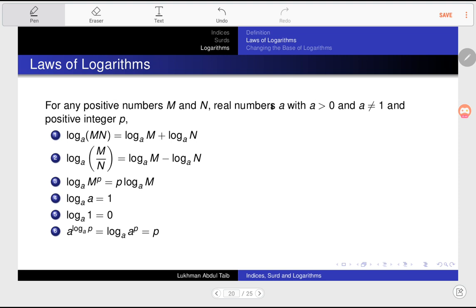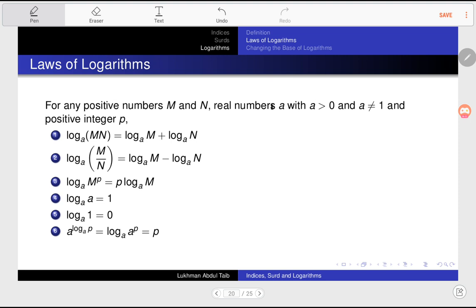The first one is log of capital M capital N to the base a. If capital M and capital N are connected using multiplication inside a single logarithm, we can separate them using summation. So we have log capital M to the base a plus log capital N to the base a. This is similar to the law of indices: a to the m multiplied by a to the n equals a to the m plus n. So the first one is related to this law.